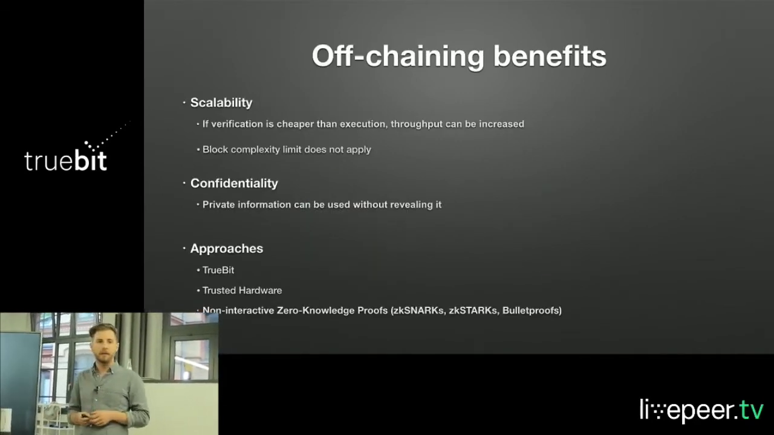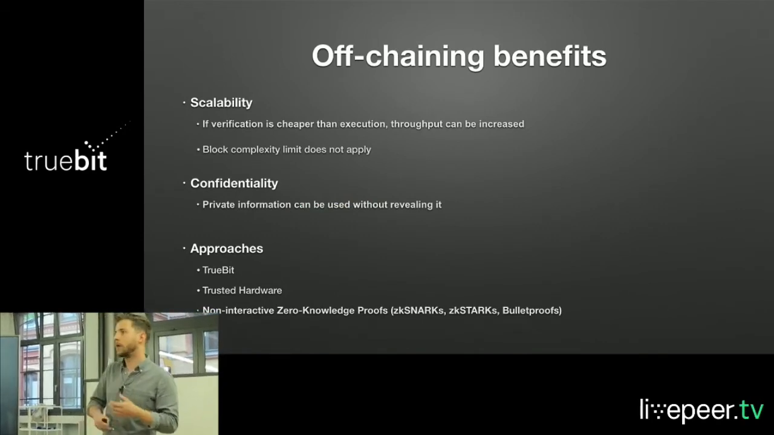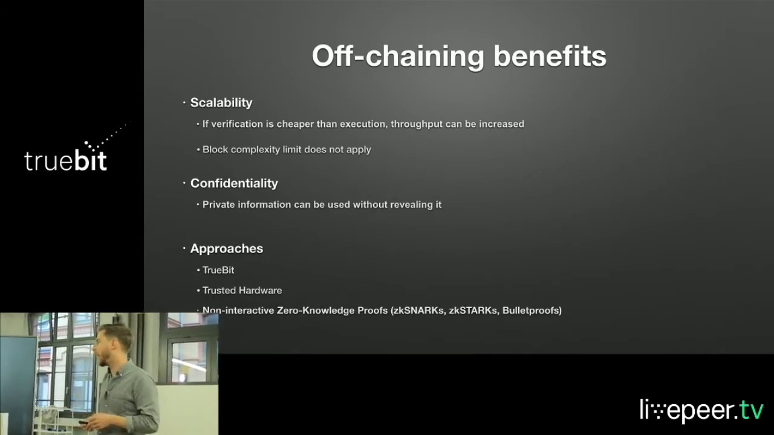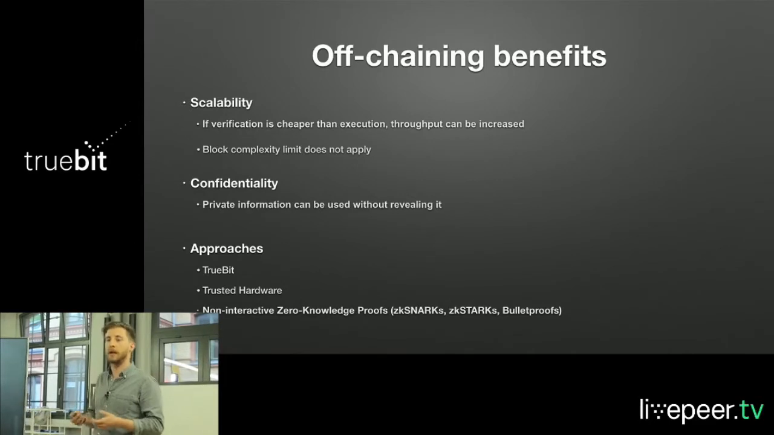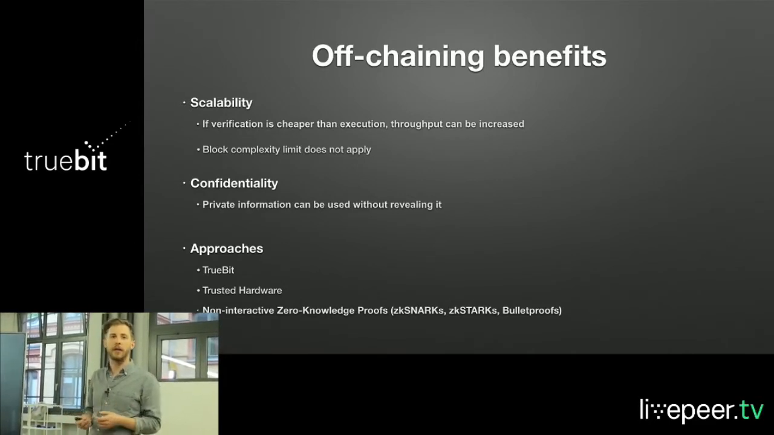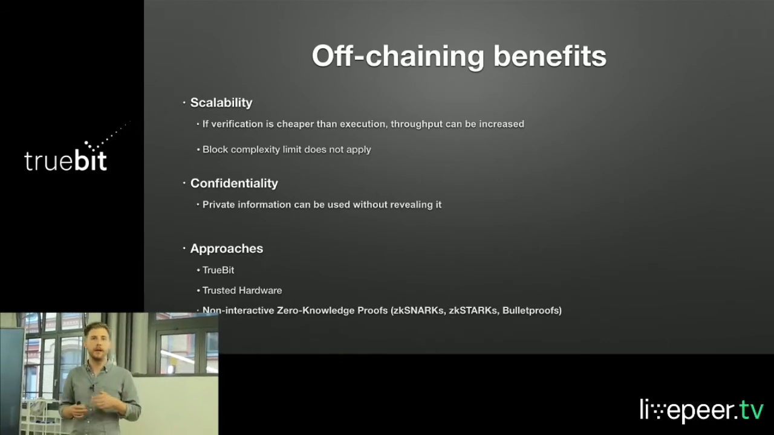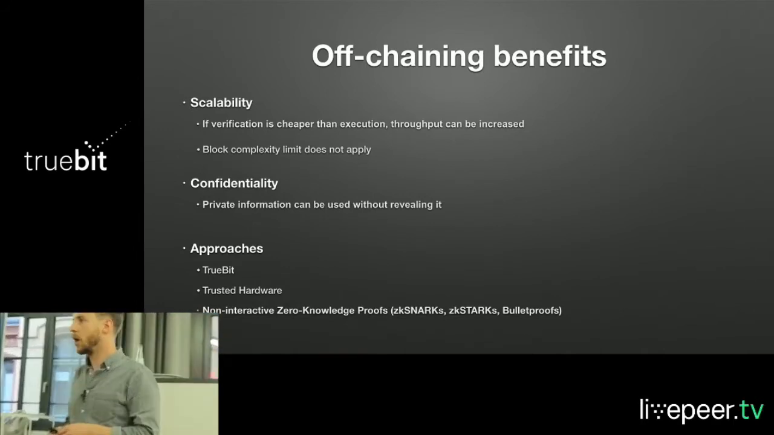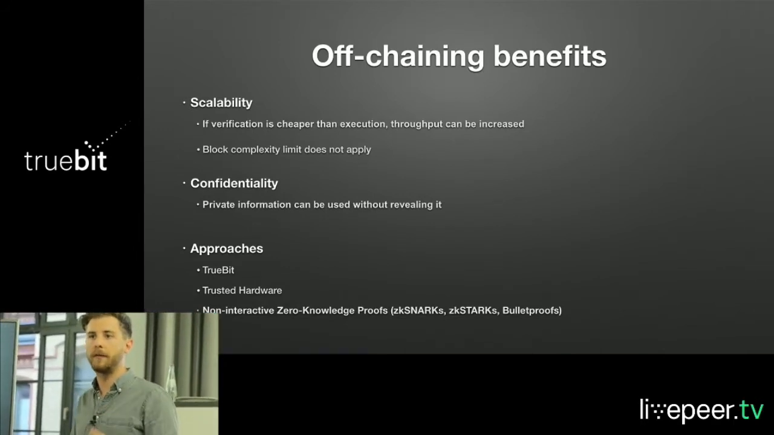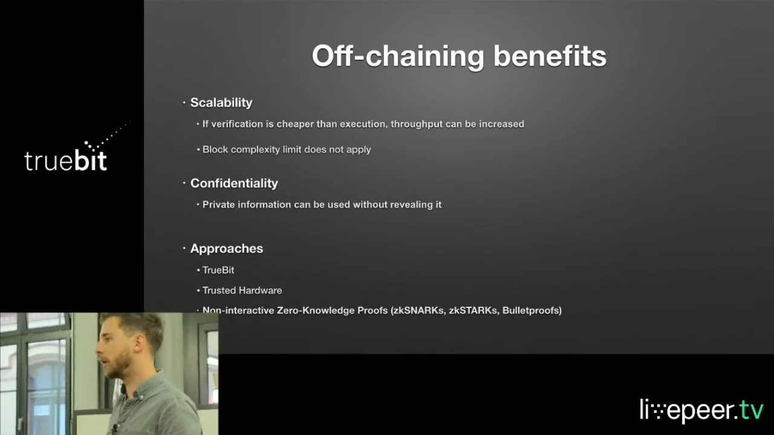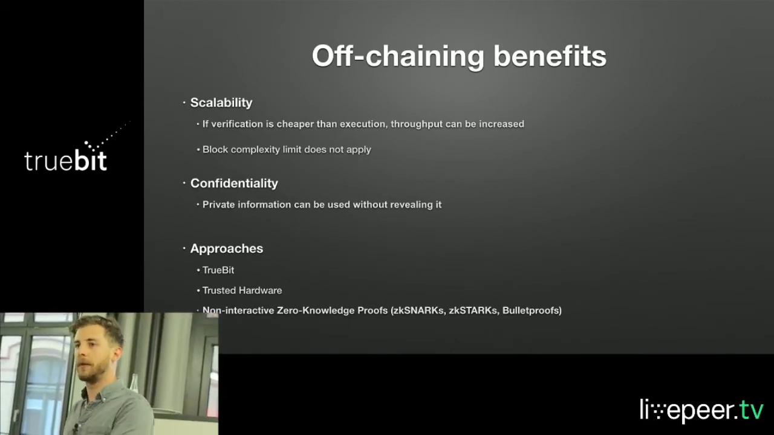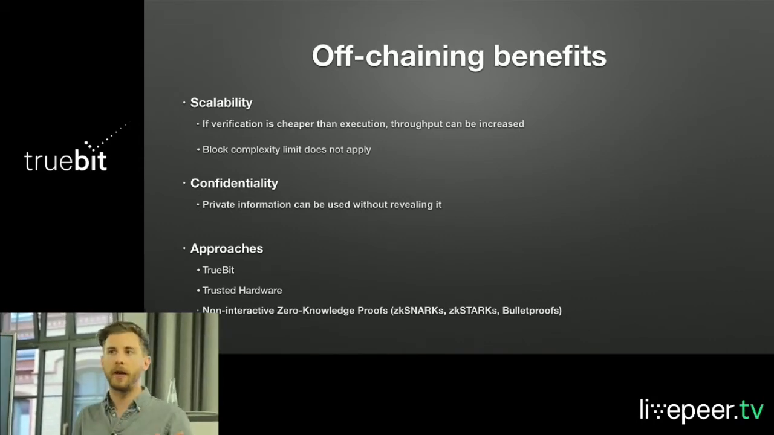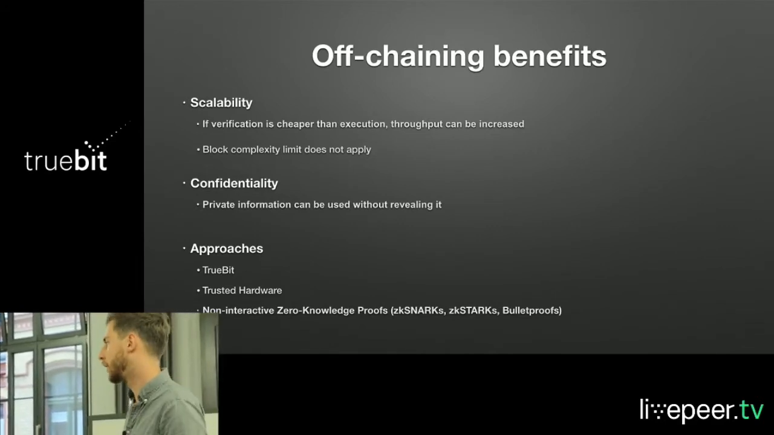So what are the benefits? One is scalability. If you don't have to re-execute every transaction in the network, you can increase throughput. Also, the block complexity limit that you usually have does not necessarily apply, because you only have to do the verification step on the blockchain, and you can have more complex transaction processing logic off the blockchain. Also, you can gain confidentiality or privacy, however you want to call it, because you can use private information in that off-chain processing, and if you use the right mechanism, not reveal it together with your correctness proof and the output of the operations you performed off-chain. So that's the second plus.